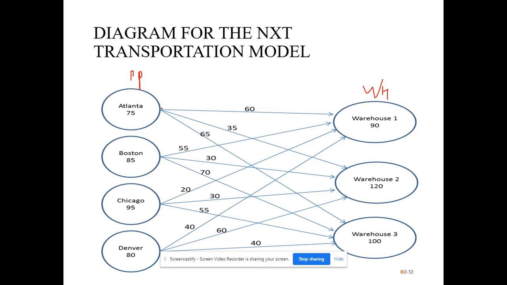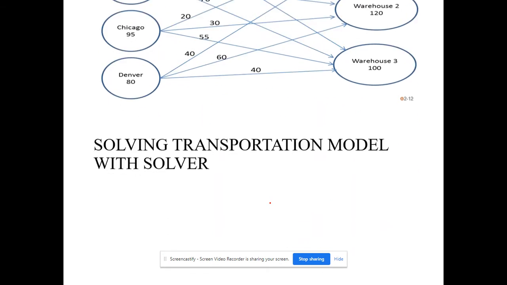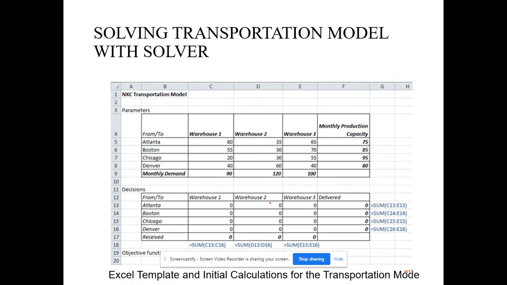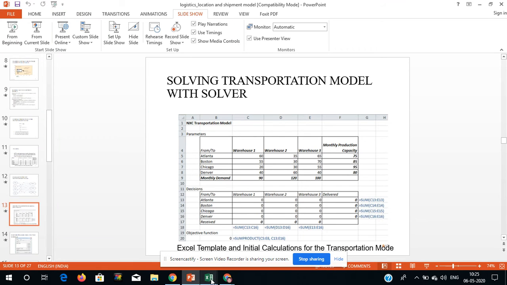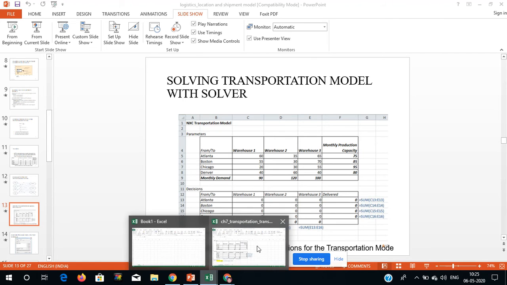So you can see these are different nodes, and these are different arcs, arrows and arcs. So this is the network model. Now let's look at whether we can solve this thing in Excel. If we can, I can show you.